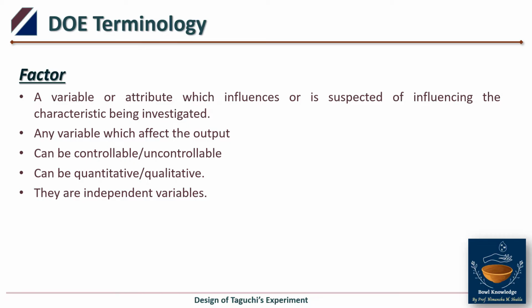What can we call a factor? Any variable which affects the output, as I said. A factor can be controllable or uncontrollable. It can be quantitative or qualitative. And factors are always independent variables. So that is about factor.